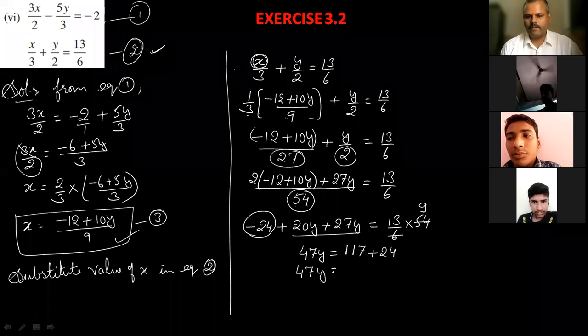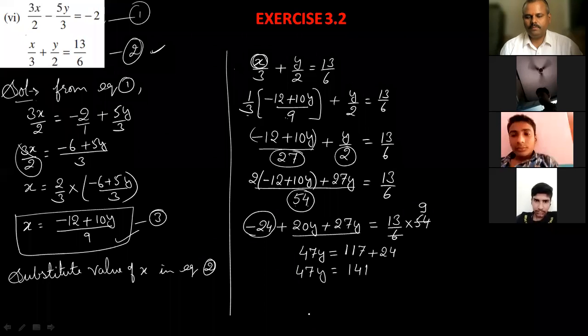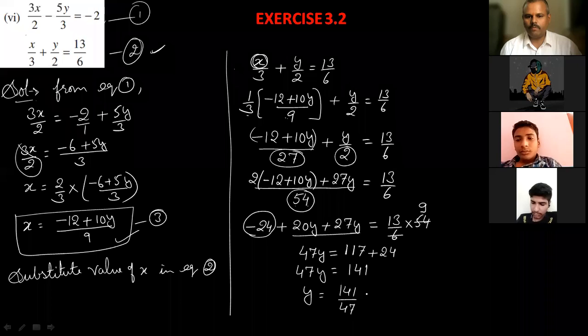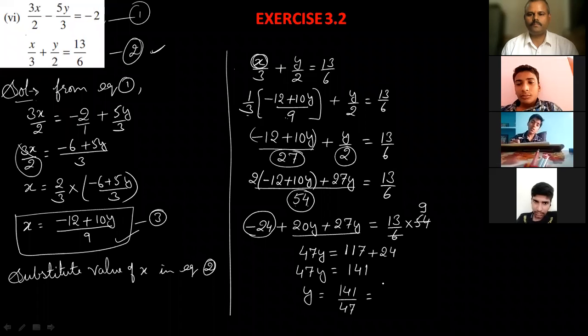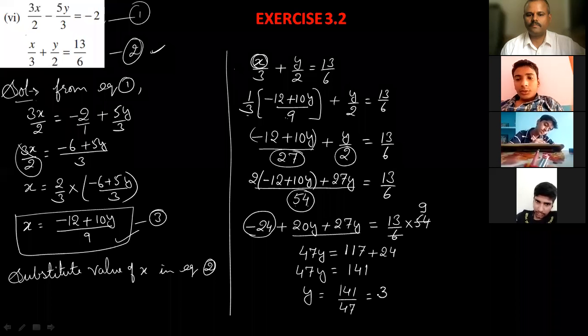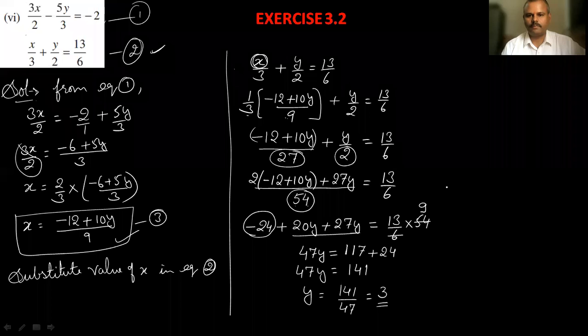So 47y equals, if you add these now, 141. Then y equals 141 upon 47. How many times? 3 times. So you get the value of y as 3.